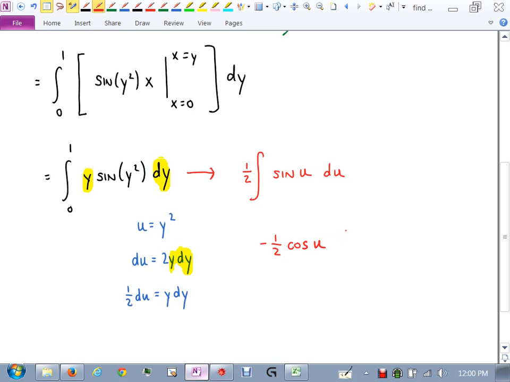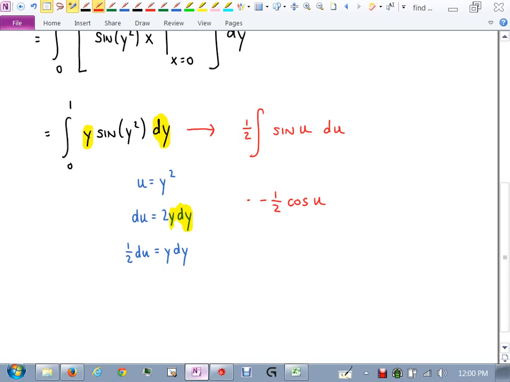Plus a constant, right? But that's okay. Who cares about the constant? Let's replace u with what it is. What is u? Y squared? That's my antiderivative, right? Now we want to evaluate that antiderivative at 0 and 1.